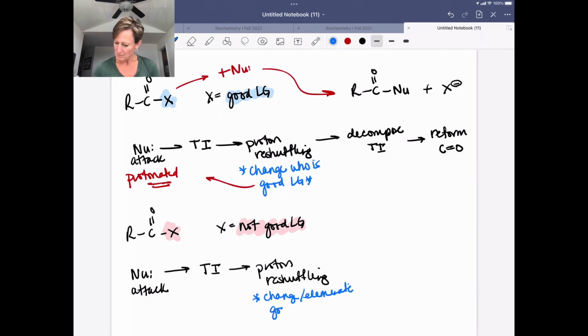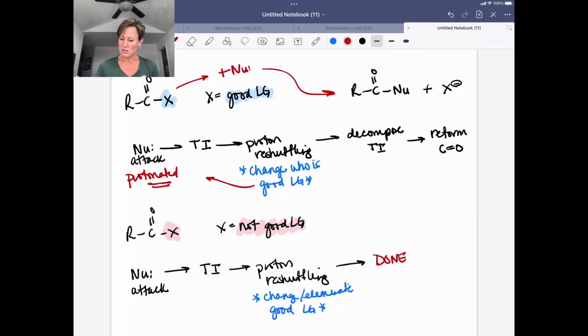Okay, I found this one. Our good leaving group. Once we do that proton reshuffling, then we are going to be done. We cannot decompose that tetrahedral intermediate because there is not a good leaving group. And so we are done, and we are done with a tetrahedral intermediate. It's not really even an intermediate, it's a tetrahedral product.